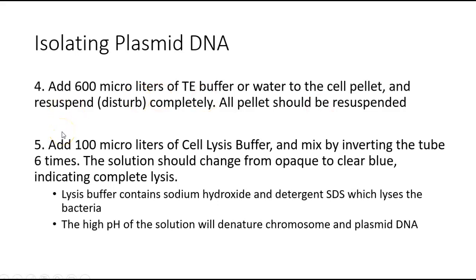Next, you're going to add 100 microliters of cell lysis buffer. Remember, we're trying to isolate the plasmid DNA, so we are going to have to lyse the cell. So when you add these 100 microliters of cell lysis buffer, you're going to mix by inverting the tube 6 times. So you're just going to turn it 6 times, but do not shake your tube at this point because you could damage the DNA. And also, you shouldn't let this sit for too long because it is going to, again, damage parts of the DNA that you want to keep.